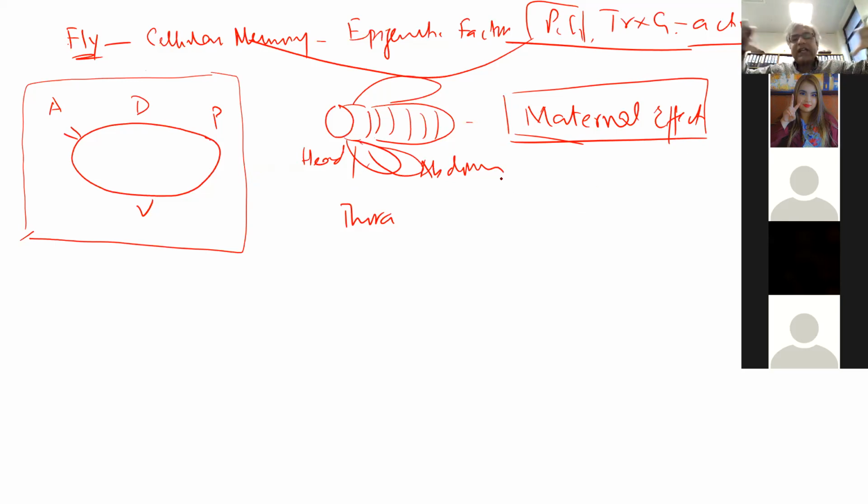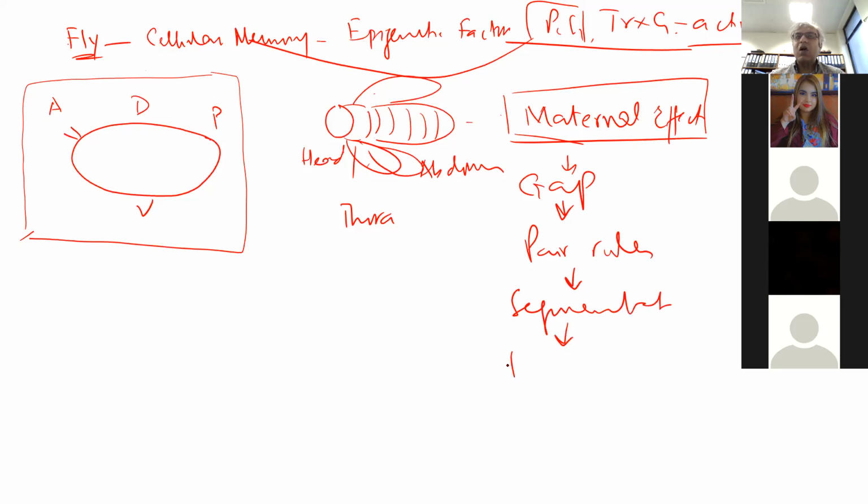They classified, categorized their mutants based on their phenotypes, and they named them maternal effect genes, gap genes. I'm writing them in order now. Pair rule genes, segmentation genes, homeotic genes, and that's all.